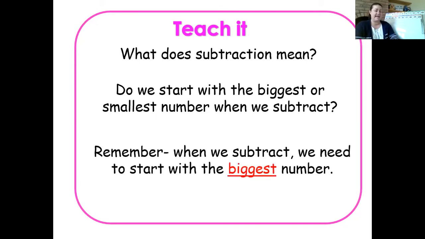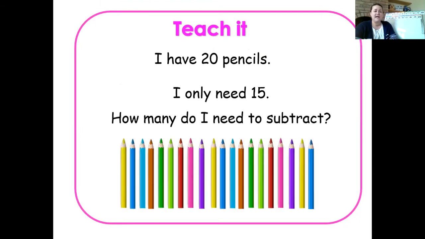And then what happens is that biggest number gets smaller when we take a number away from it. Okay, so that's really important. And when we do subtraction, we start with the biggest number and we take away from that biggest number. Okay, so we're going to start off.